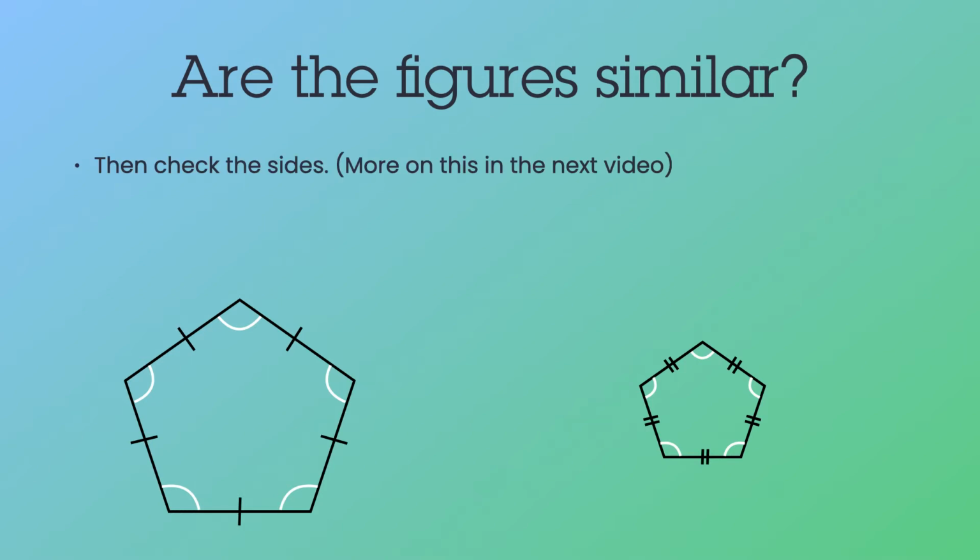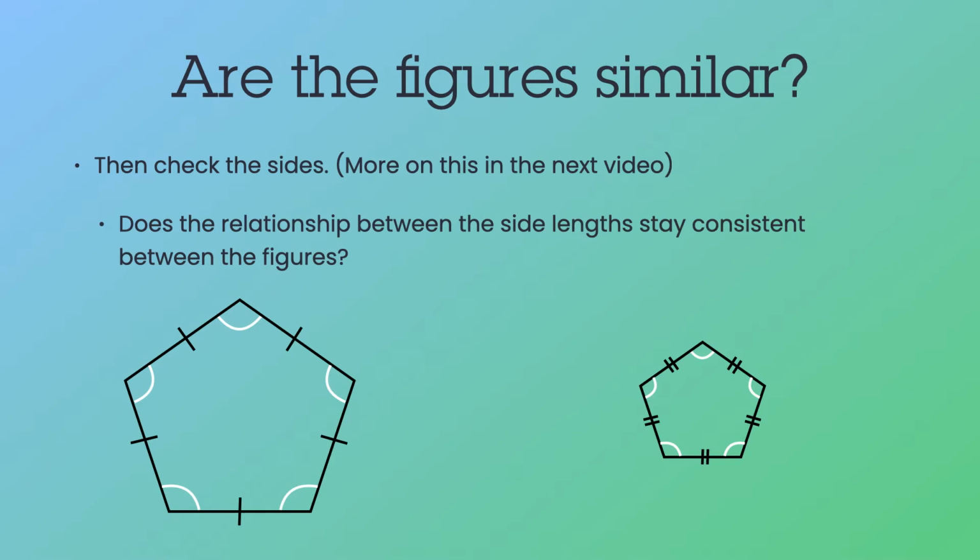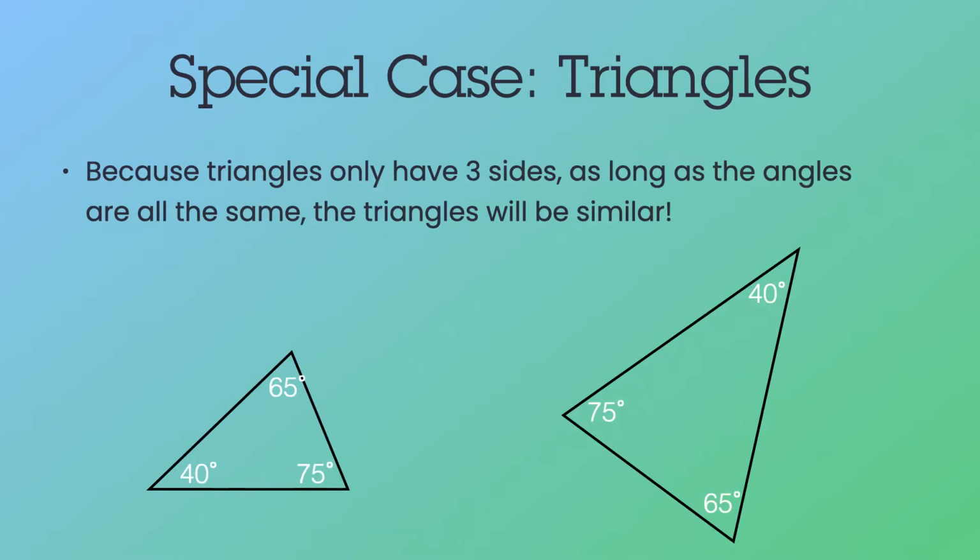Now we need to check the sides. We do have more on this in the next video, but basically what we're looking for is, does the relationship between the side lengths stay consistent between the figures? Now in the first figure, all of our sides are congruent. In the second figure, all of our sides are congruent. So yes, the relationship does stay the same. So we have similar figures.